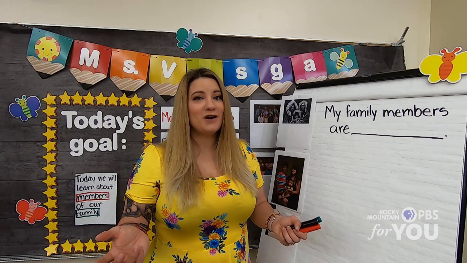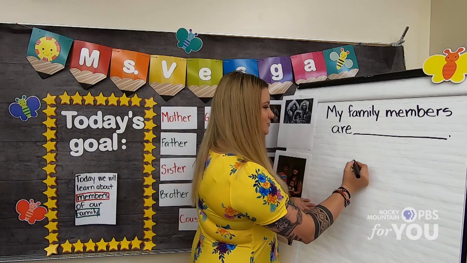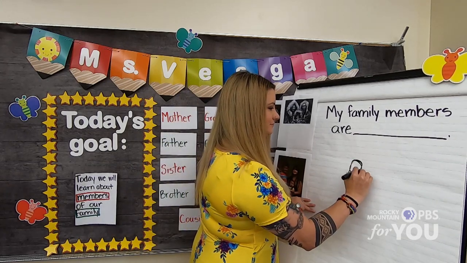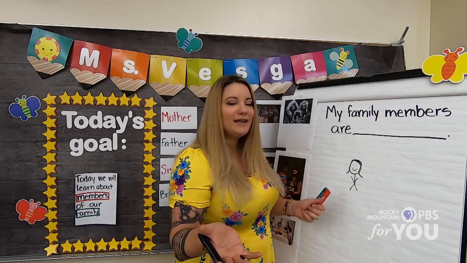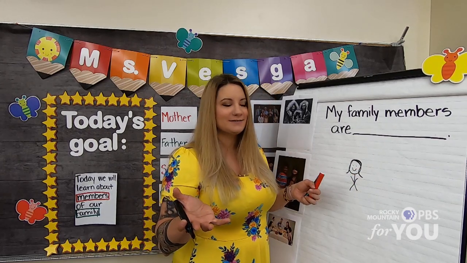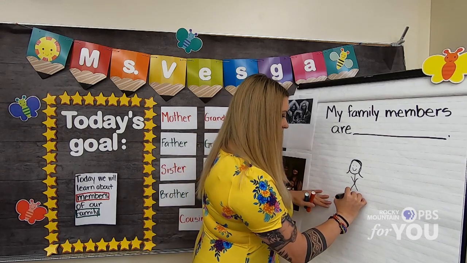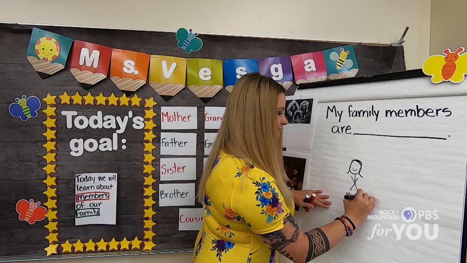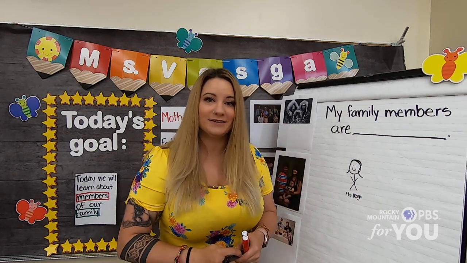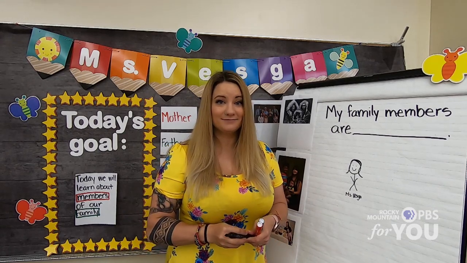The first thing we're gonna need to draw is ourselves. Go ahead and draw yourself on your picture. Now I'm gonna draw myself. And I'm gonna label that. Who is that? This is Miss Vesga, so I'm gonna write Miss Vesga. Now it's your turn. Draw the picture of yourself and write your name underneath it.